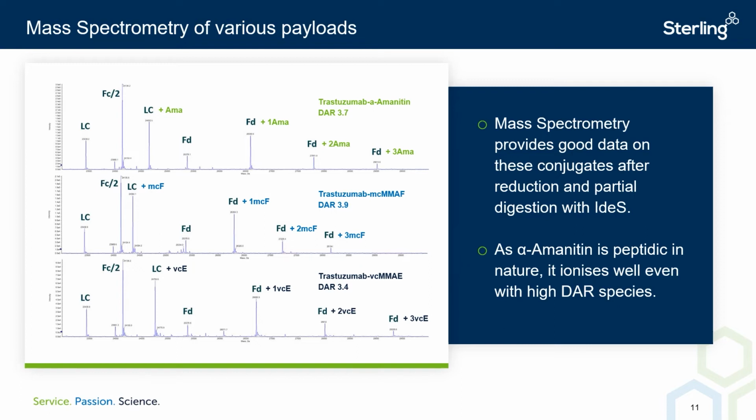Now, previously, amanitin was very poor on the hydrophobic interaction chromatography. Because it's very peptidic and has a lot of ionizable points in the warhead, it actually works very well in the mass spectrometry. So what can be a problem molecule for HIC can be a really good molecule for MS. But it shows how MS under generic conditions can be really useful for getting DAR ratio in these kind of species.